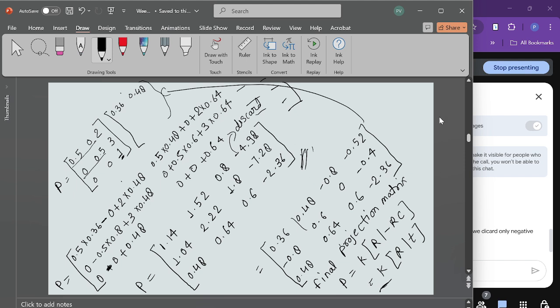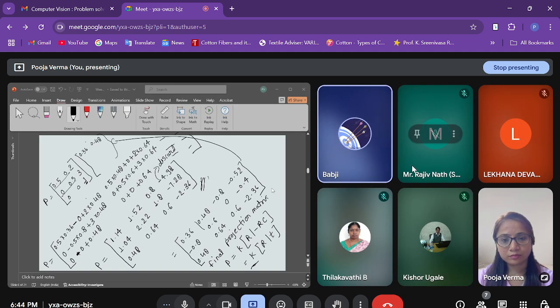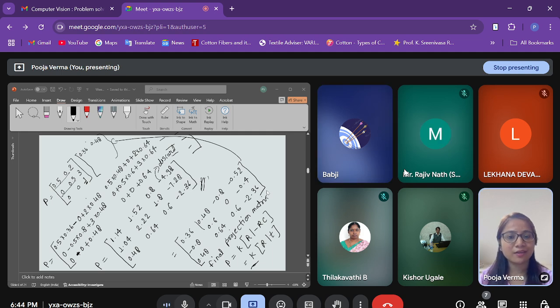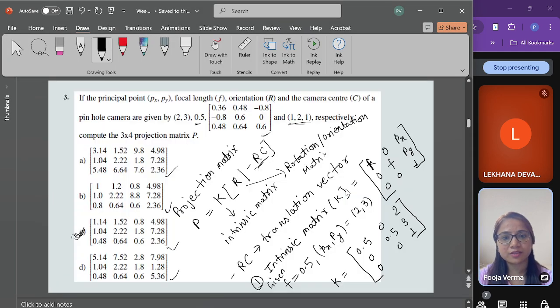Madam, in this slide, the P matrix is there, and we have to multiply with this projection matrix only, right? No, we need to find the projection matrix P. But here 0.36, 0.36 and 0.48, what is this, ma'am? This is already given in the question, that is the rotation orientation matrix, right? Where do we have to multiply 0.36, with P and C only, right? Yes, we have to multiply with K and this value.